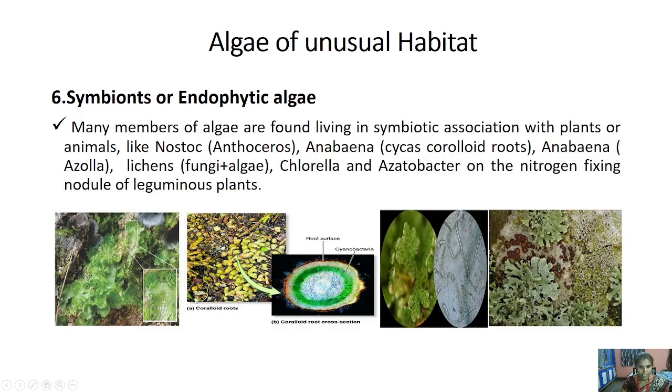Here we can see some of the associations. This is a coralloid root of Cycas, where we can see Anabaena fragments. Likewise, this is a lichen, which is an example of symbiotic association.